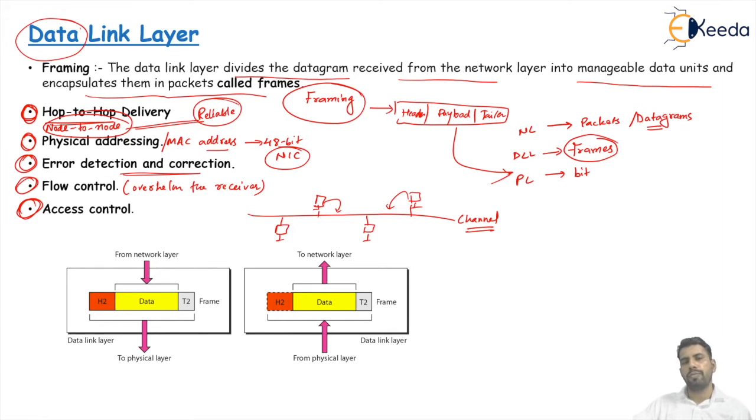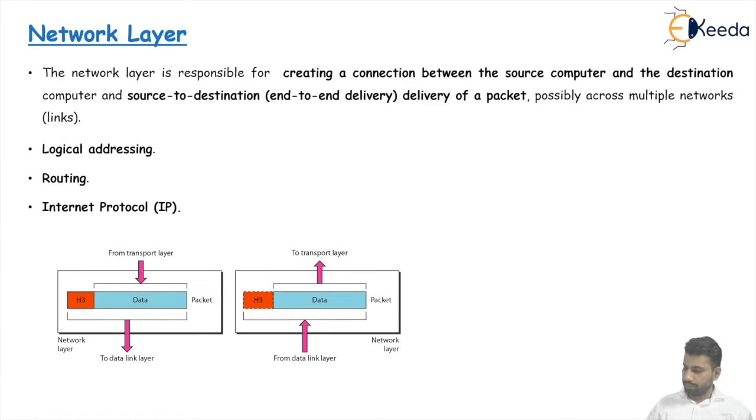For that we have some access control techniques. Because of these access control techniques, reliable node to node delivery is possible. Okay, these are the main functions of the data link layer.